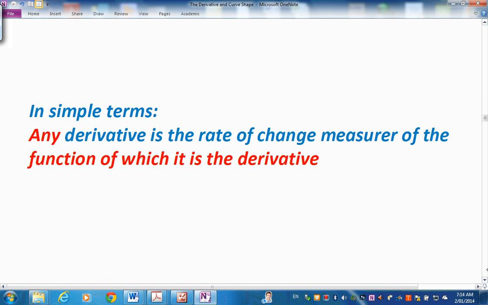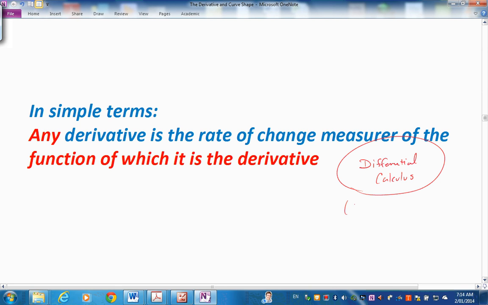Here we are. In simple terms, any derivative is the rate of change measurer of the function of which it is the derivative. That is what we're going to call differential calculus. It is also, according to Newton and Leibniz, the slope of the tangent drawn at that point, isn't it? But it is the rate of change measurer of the function of which it is the derivative. Okay, that's the crux of differential calculus.